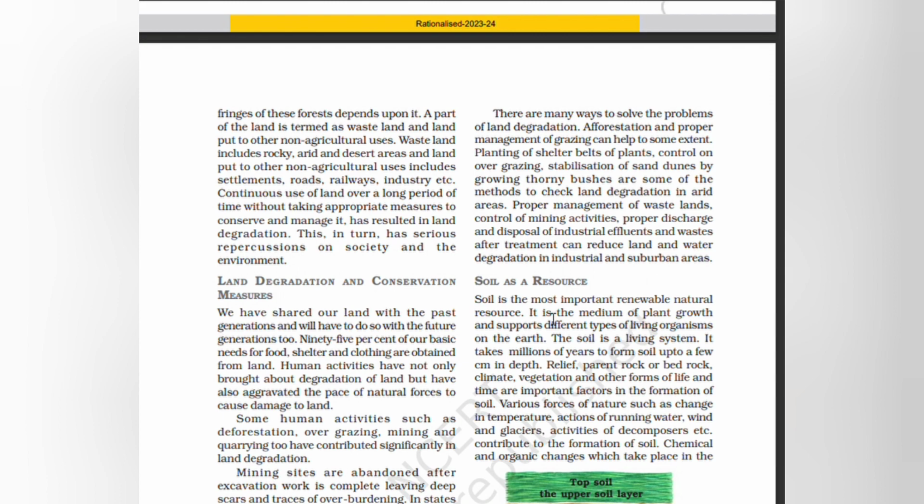Soil as a resource. Soil is the most important renewable natural resource. It is a medium of plant growth and supports different types of living organisms on the earth. The soil is a living system. It takes millions of years to form soil up to a few centimeters in depth.